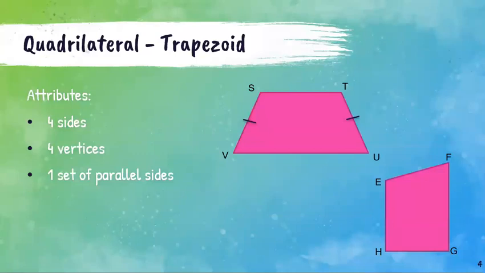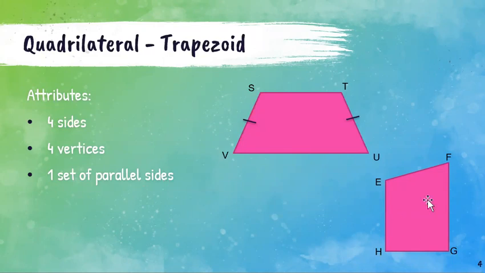So which lines here are parallel? Hopefully you realized that this line EH is parallel with FG, right? Those 2 lines are parallel. This line at EF, if I kept going with this line, it would come down this way and eventually it would cross with this line, right? These lines are not parallel. So it does just have 1 set of parallel lines.